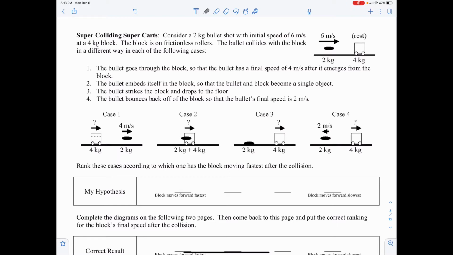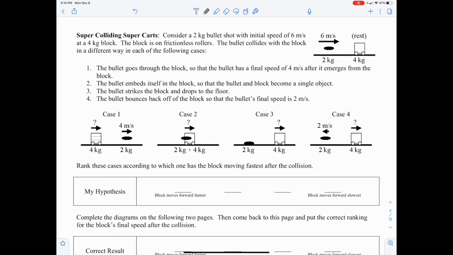Consider a 2-kilogram bullet shot with an initial speed of 6 meters per second at a 4-kilogram block. The block is on frictionless rollers. The bullet collides with the block in a different way in each of the following cases. Case 1. The bullet goes through the block so that the bullet has a final speed of 4 meters per second after it emerges from the block. Case 2. The bullet embeds itself in the block so that the bullet and block become a single object.